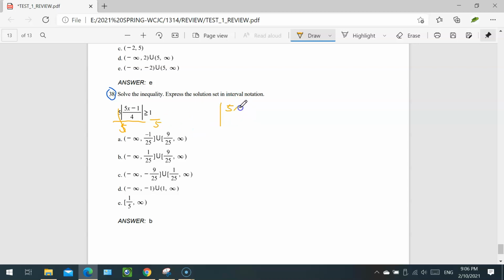So we have the absolute value of 5x minus 1 over 4 greater or equal than 1/5. Now I have the single absolute value, I can start to apply the rule to rewrite it. We have the greater or equal, right? So when you have the absolute value of A greater or equal than C, we rewrite it as A greater or equal than C, or A less or equal than negative C.